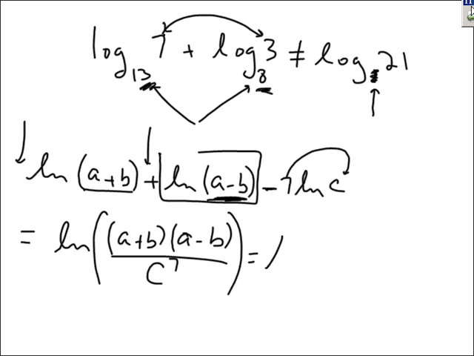And then I would simplify this one step further. A plus B times A minus B is A squared minus B squared. Either form should be acceptable.